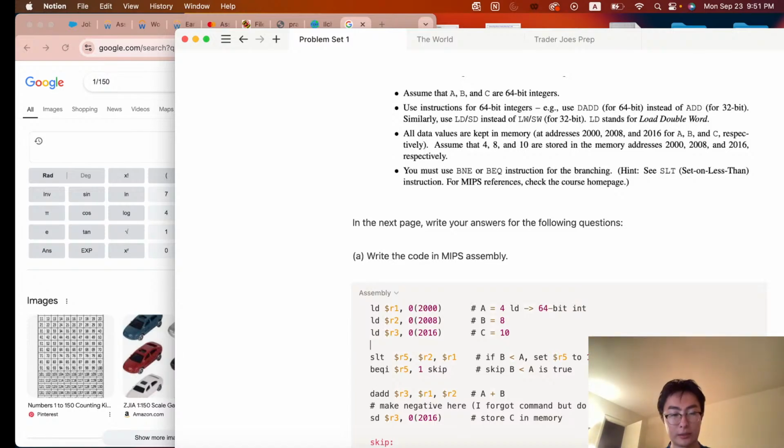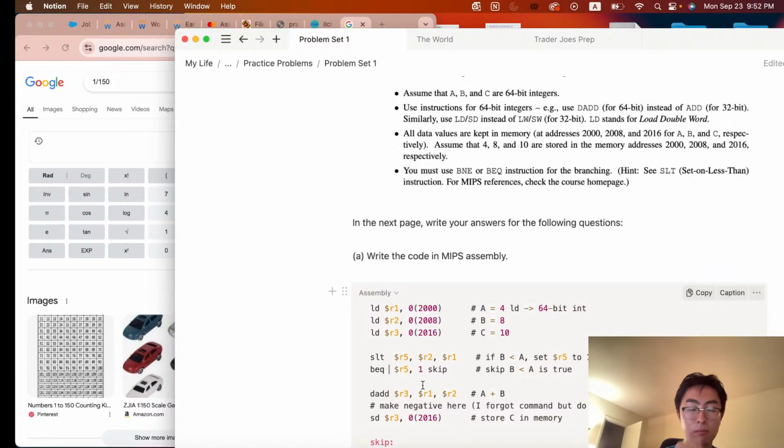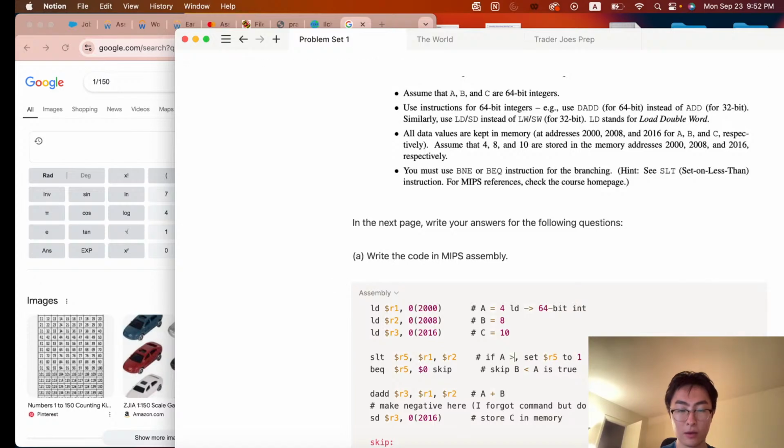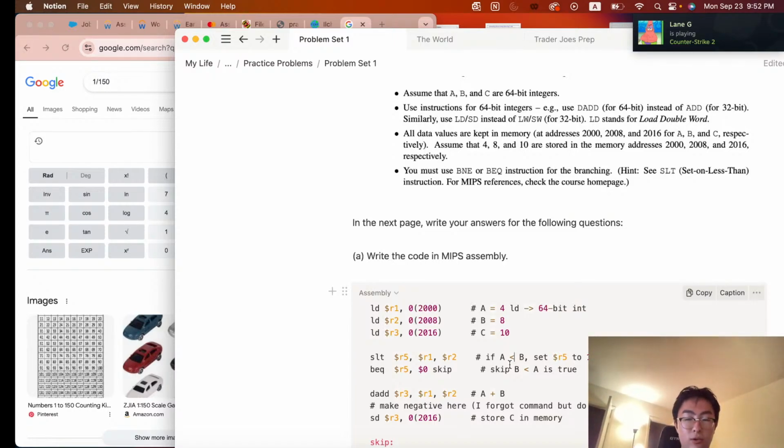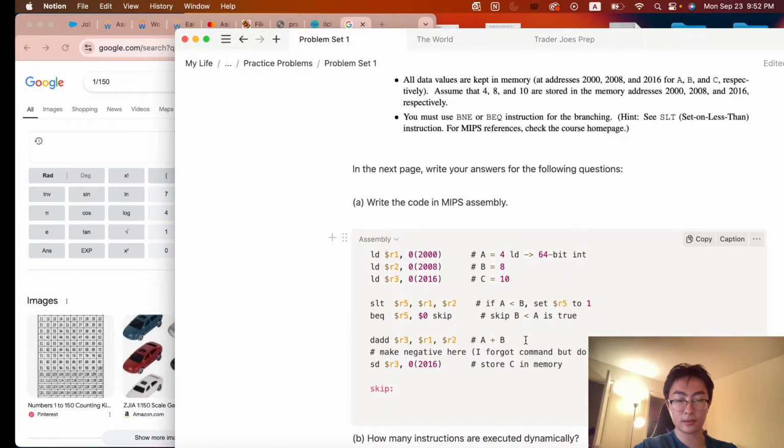No, we don't even need C, really. Okay. One R2, so if just 0, A's, so that means A must be greater than or equal to B. It's not. Okay, so skip.